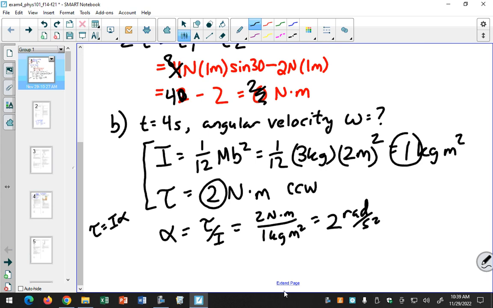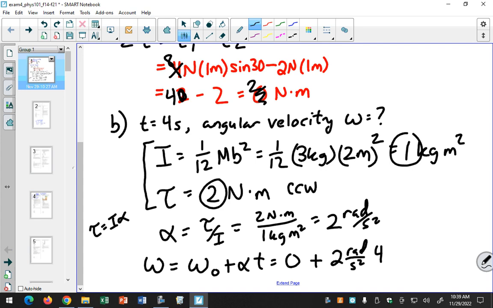Really, I want to know what is omega after 4 seconds. Omega is equal to omega naught plus alpha times t. That's 0 plus 2 radians per second squared times t, which is, what did I say it was, 4 seconds. So that's going to be 8 radians per second. So that would be the answer. Several steps to that part. I have to find the moment of inertia, find the angular acceleration, and then find omega.